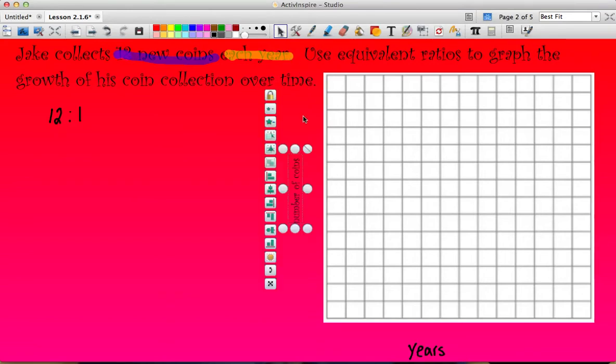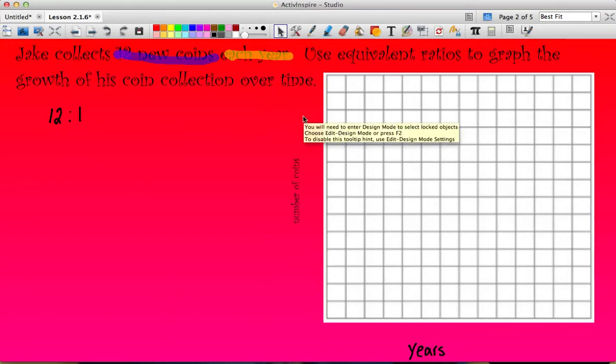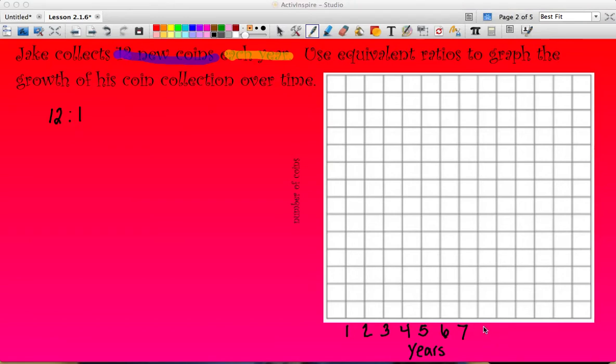Okay, so then in this case, when we start to label, since we go up every 1 year, it would make sense to just go by ones when it comes to years. So 1 year, 2 years, 3 years, 4, 5, 6, 7, and we don't have to do all of them. At this point, it's pretty much assumed that it continues to go up by 1. And I'm going to go up to 10.